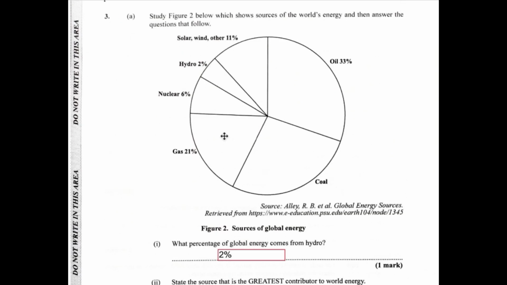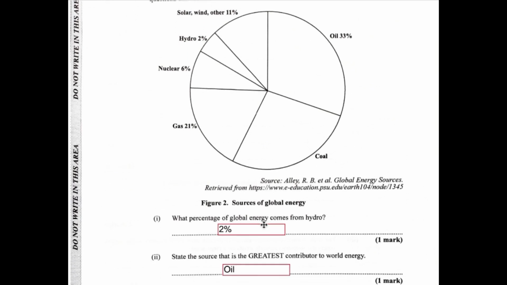Let's move down to part 1 of the question. Part 1 asks what percentage of global energy comes from hydro. That's a very simple question. You just look for hydro and it says that it's 2%. So your answer is 2%. 2% of the global energy comes from hydro.